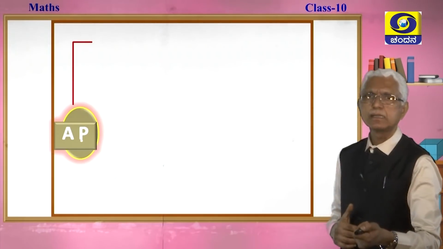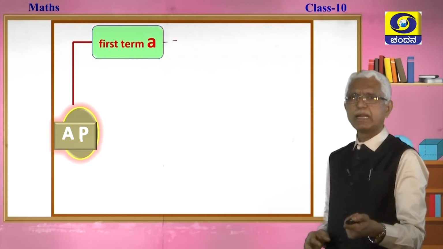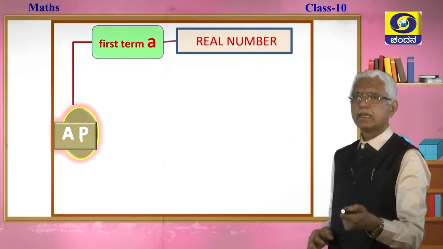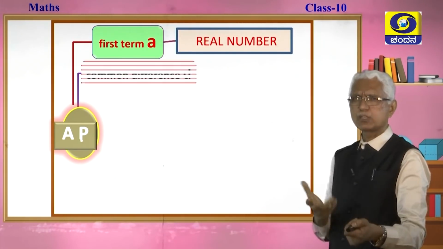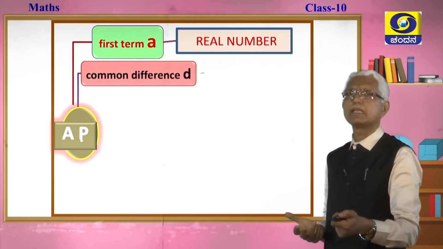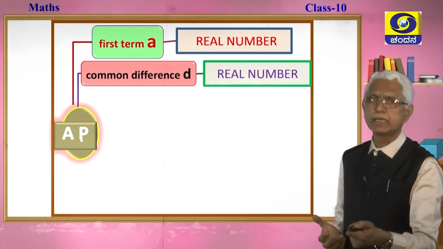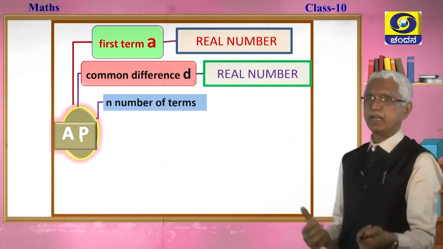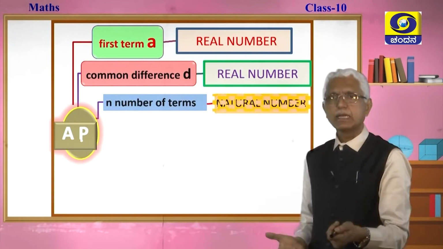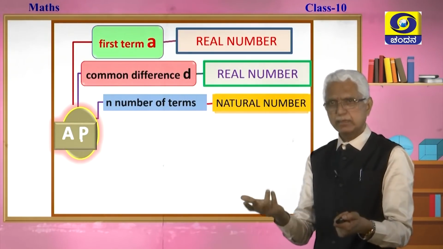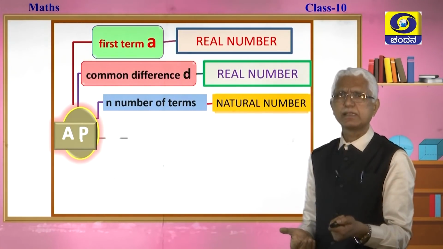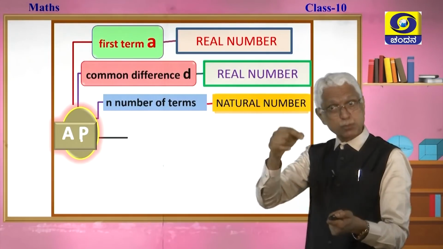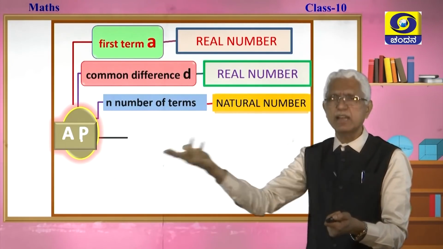Well, my dear children, first term is denoted by the symbol A. It is a real number. Common difference is denoted by the symbol D. It is also a real number. And the number of terms is denoted by the symbol N. It is also a real number, a natural number is a real number. And the number of terms has to be a positive integer. Therefore, it is a natural number.